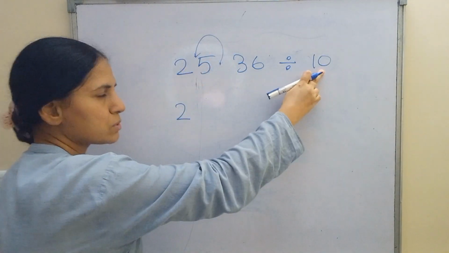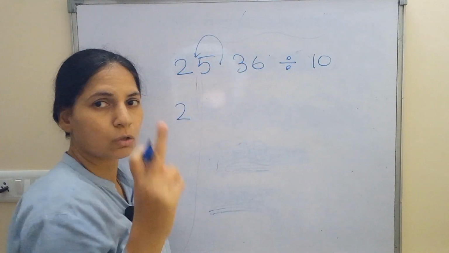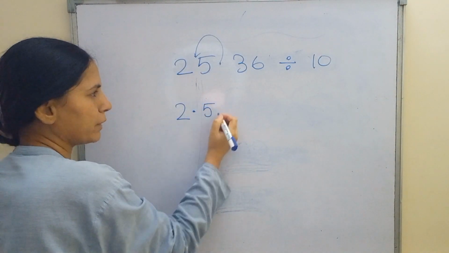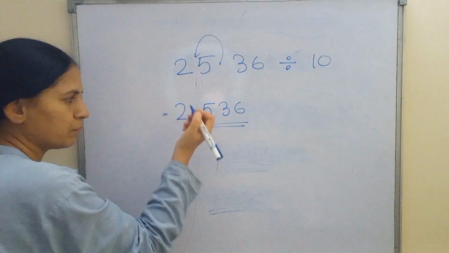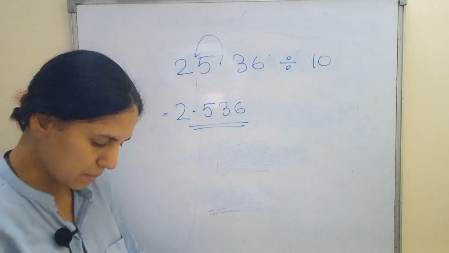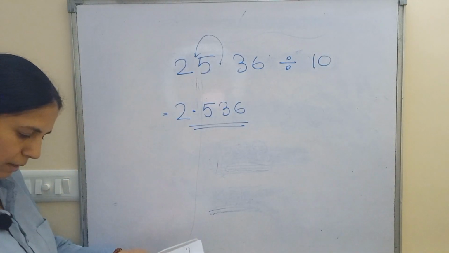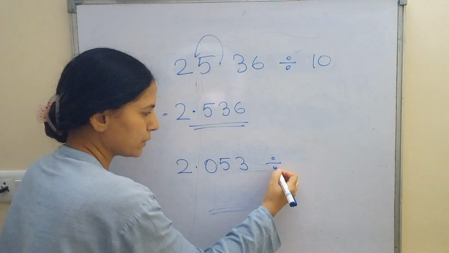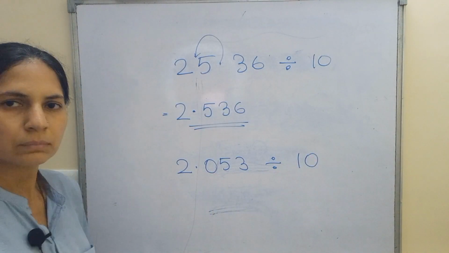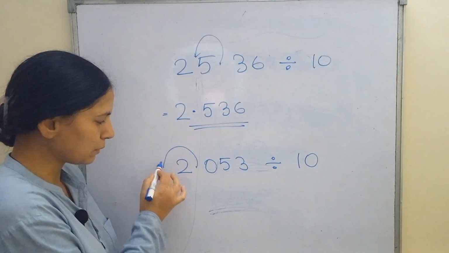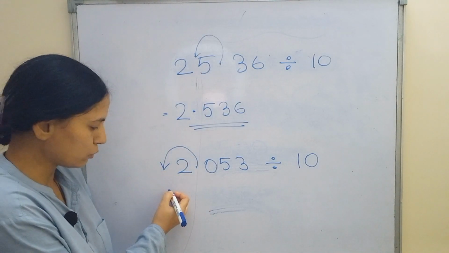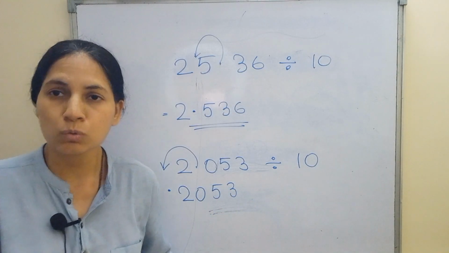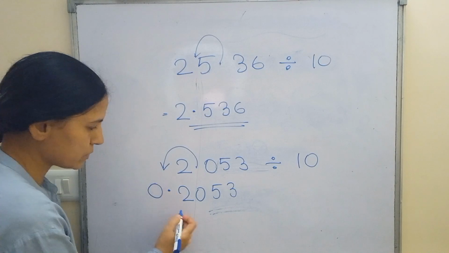How many numbers? Just one number, because 10 has only 1 zero. Use this logic. So this will become 2.536. This is my answer. Similarly, what if I have 2.053 divided by 10? So this will jump here. So the answer is 0.2053.